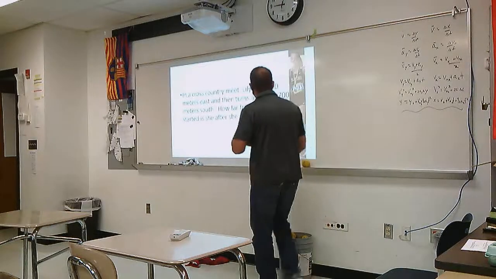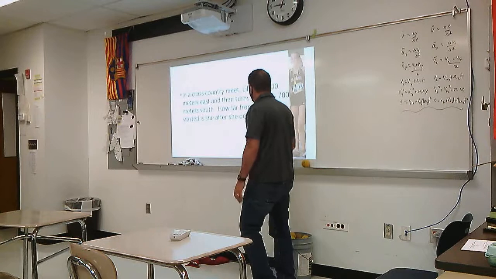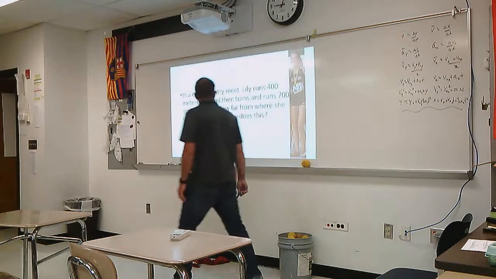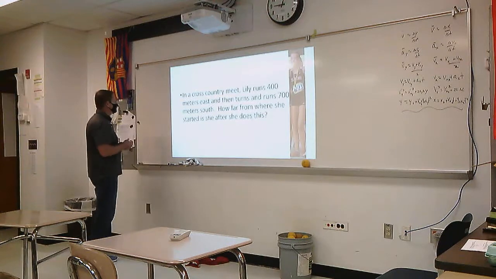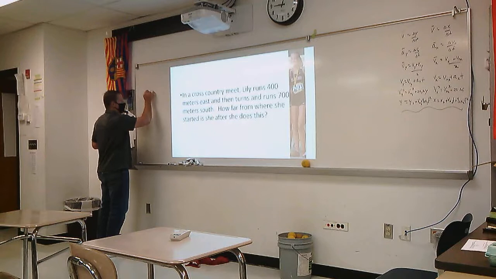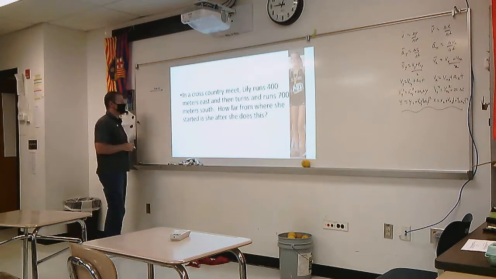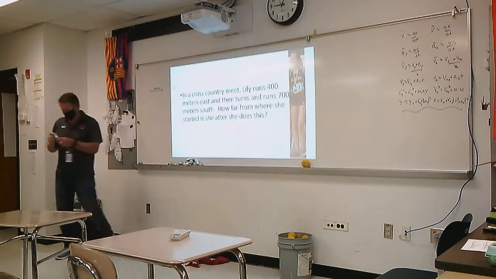In a cross-country meet, Lily runs 400 meters east and then runs 700 meters south. How far from where she started is she after she does this? All right, so look at that, direction is east. So if we have a vector that represents 400 meters east, so this way is east, there's our vector.